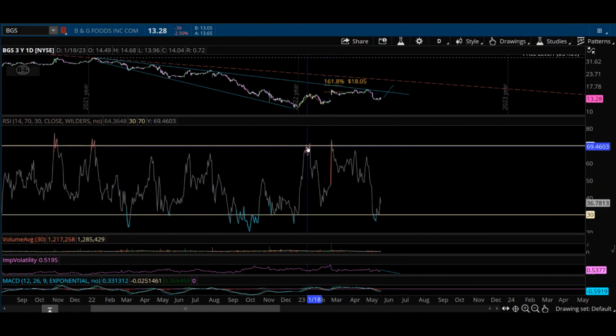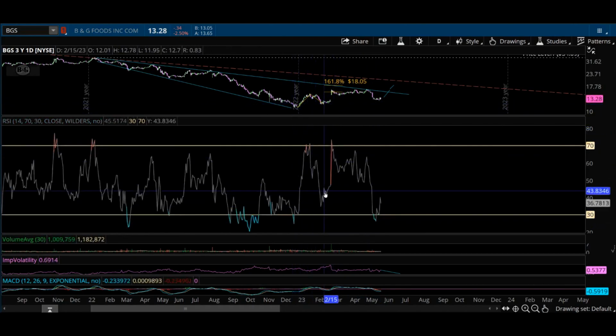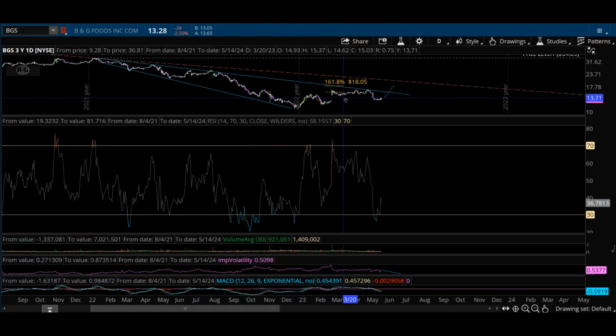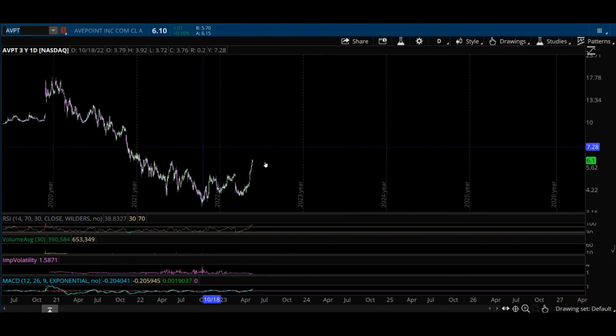The RSI hitting overbought twice in a row is good, and now we've reached oversold. We're seeing that at a higher price level than the last time the RSI was at oversold. This looks like this could be the beginning of a beautiful thing, so I'll keep an eye on this one too. BGS. AVPT, another one I haven't looked at.